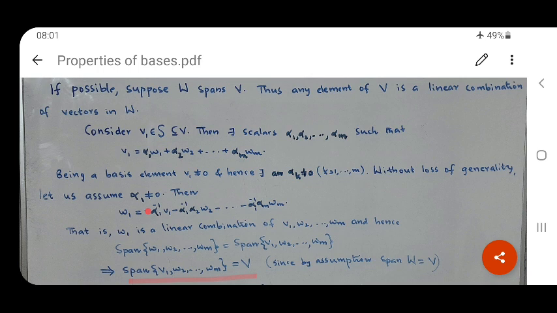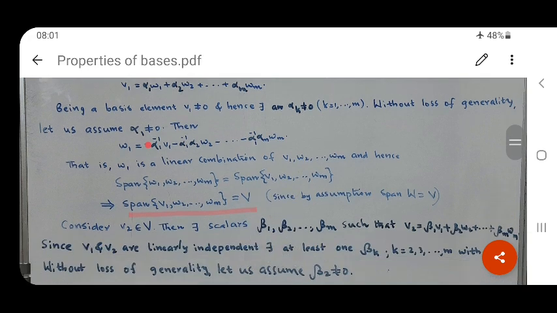Therefore, we can express w1 as 1 by alpha 1 v1 minus 1 by alpha 1 into alpha 2 w2 minus etc. minus 1 by alpha 1 into alpha m wm. That is, w1 is a linear combination of v1, w2, w3, etc. wm. Therefore, span of w1, etc. wm is equal to span of v1, w2, etc. wm. But by assumption, w1, etc. wm spans V. Therefore, the conclusion is span of v1, w2, etc. wm is V.